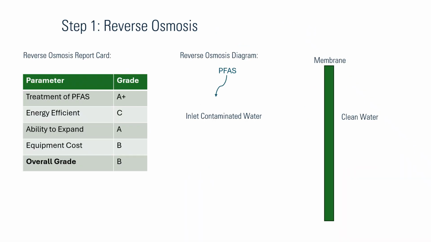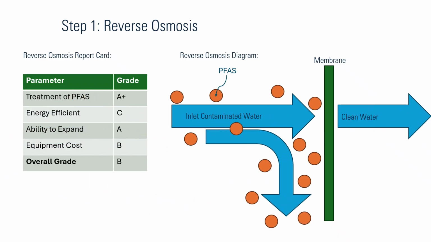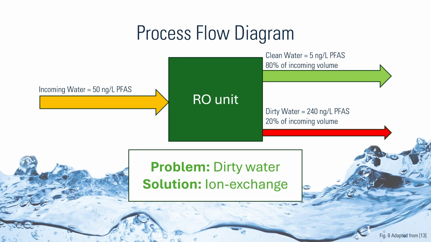The first filtration method we've chosen is reverse osmosis. Reverse osmosis removes PFAS using filter membranes and high pressure. As seen in the table on the left, the major drawback of the reverse osmosis system is that it uses a lot of energy to push the water through the membrane filter. Another drawback is that although the clean filtered water contains almost no PFAS, 20% of the incoming water forms a waste stream with a high concentration of PFAS. How did we solve this problem?